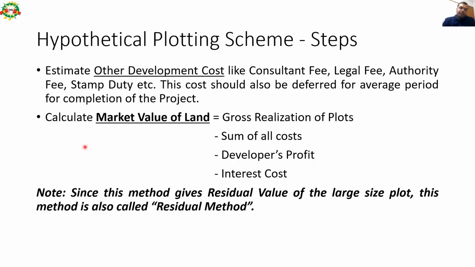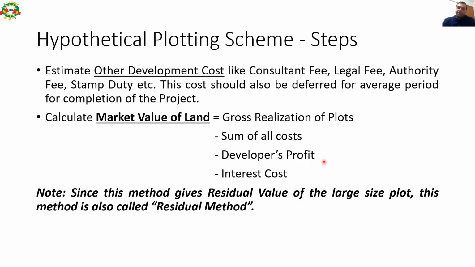Then after that we have to calculate the market value of the land, which is equal to the gross receipt from sale of all the plots. So number one, we will calculate the gross receipt from sale of all the plots. Then we have to deduct the sum of all costs, whatever the cost of construction, cost of street light, road, infrastructure, whatever cost, other development costs. So all costs we have to deduct.